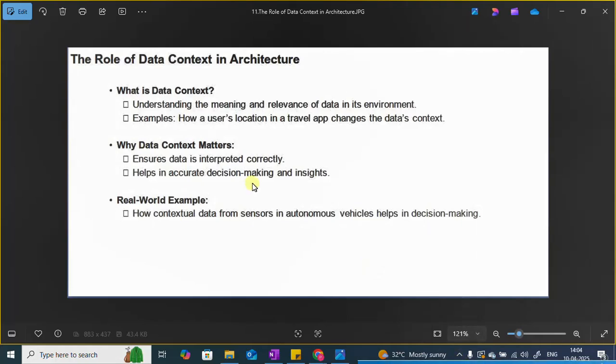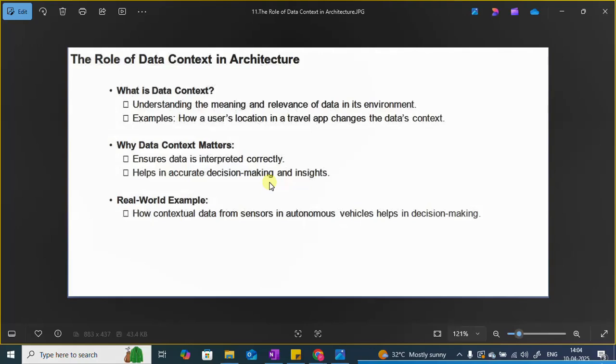The role of data context in architecture. What is data context? Try to understand. It is understanding the meaning and relevance of data in its environment. For example, how a user's location in a travel app changes the data's context. Why data context matters: it ensures data is interpreted correctly and helps in accurate decision making and insights.